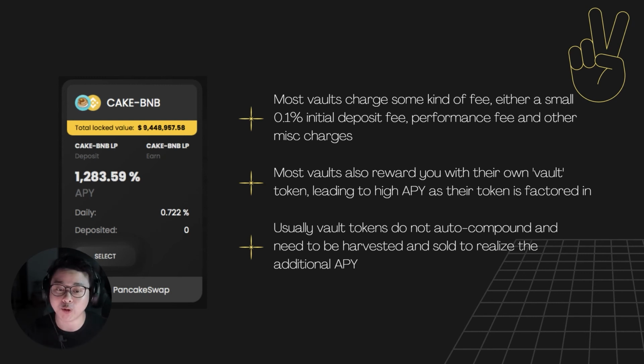Most vaults also reward you with their own vault token, leading to higher APY as their token is factored in. So I'll explain what this means in my next video. Usually vault tokens do not auto-compound, and they need to be harvested manually and sold to realize the additional APY. So it's kind of interesting that the vault would help you to automate the harvesting and farming and the entire yield optimizing on another platform. But on its own platform, it does not have vaults that will automatically do that. Because that often involves selling its own vault token, which would decrease the price, which is not something that most vaults want to do.